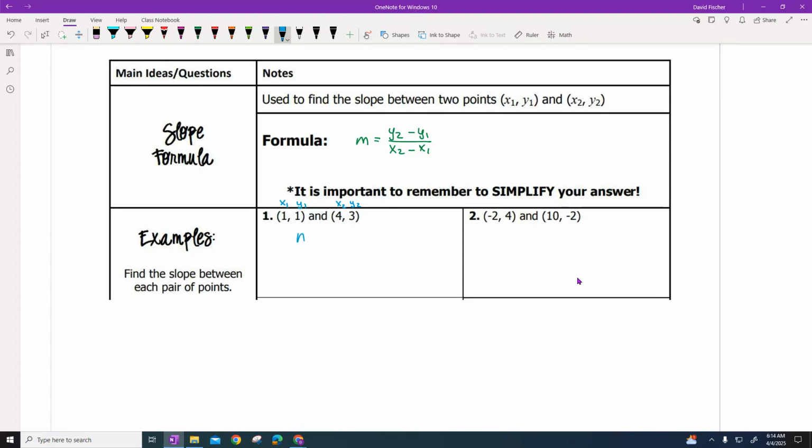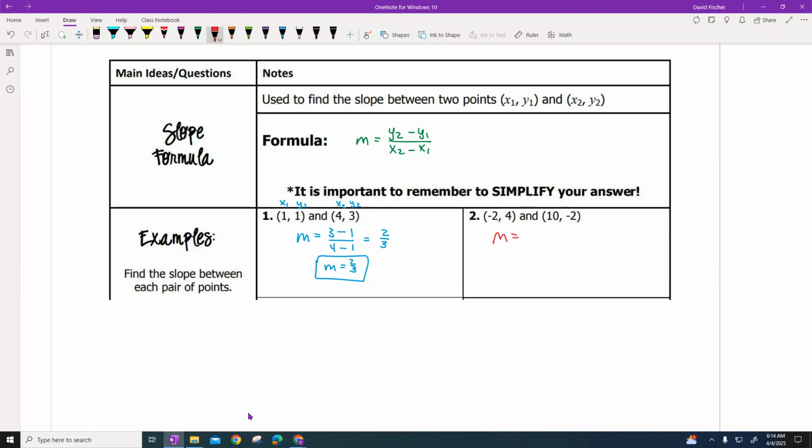There's my y sub 2, so I want to say m equals this number, 3. There's a minus in the formula, 1. Over, we come back over to this number. This is my x sub 2, 4, minus that's in the formula, 1. And now we just do that math. 3 take away 1 is 2. 4 take away 1 is 3. And I write my slope, m equals 2/3. Okay? Alright, so I'm hoping that you're pretty good at this.